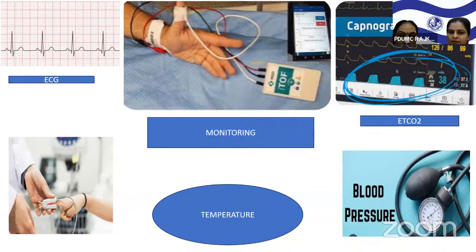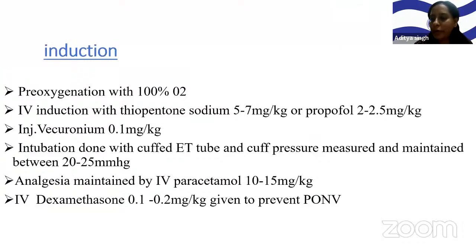So which induction agent will you use for it? Induction agent, I would use thiopental sodium, 5 to 7 milligram per kg, or propofol 2 to 2.5 milligram per kg. So would you go for an endotracheal tube or a supraglottic airway? First, I pre-oxygenate the baby with 100% FiO2 for 3 to 5 minutes, and induction agent given is thiopental sodium 5 to 7 milligram per kg, and injection vecuronium 0.1 milligram per kg, and intubation done with cuffed endotracheal tube with cuff pressure measured between 20 to 25 mmHg, and analgesia is maintained by IV paracetamol 10 to 15 milligram per kg. In order to prevent postoperative nausea and vomiting, I would give IV dexamethasone 0.1 to 0.2 milligram per kg.